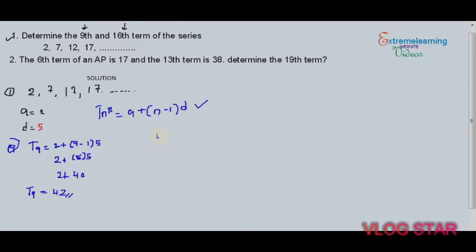Let's go over to part B, which said the 16th term, T of 16. T of 16 is equal to 2 plus open bracket 16 minus 1 close bracket times 5. So this is 2 plus 15 multiplied by 5. 5 times 5 is 25, that is 5 carry 2, 5 times 1 is 5 plus that 2 is 7. So this is 2 plus 75, which is 77. So our T of 16 is equal to 77, as simple as that, and we're done with the first question.